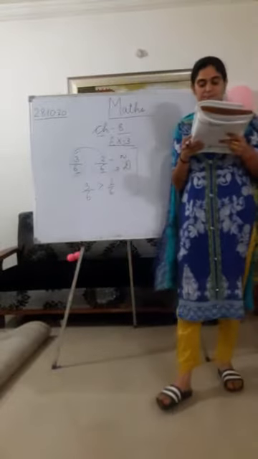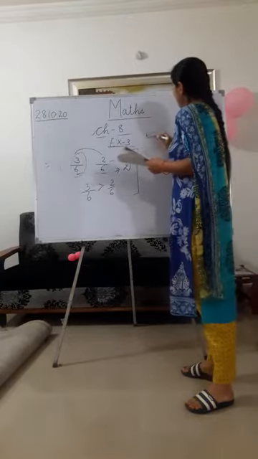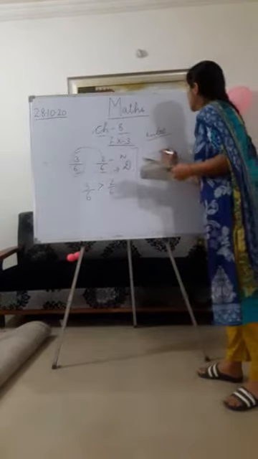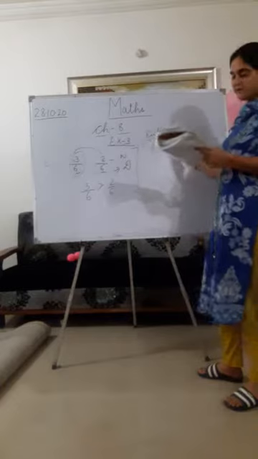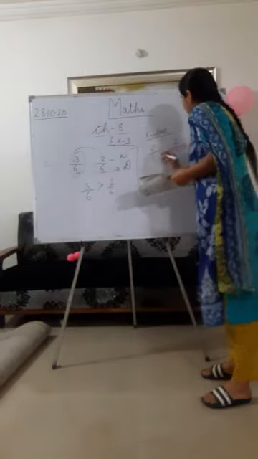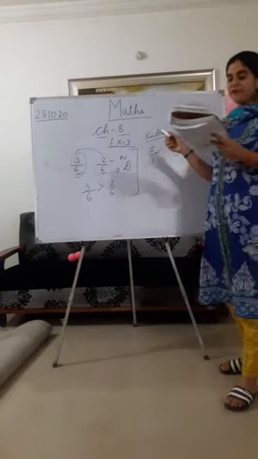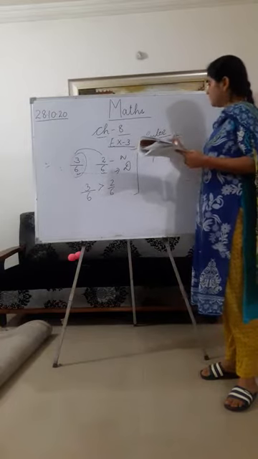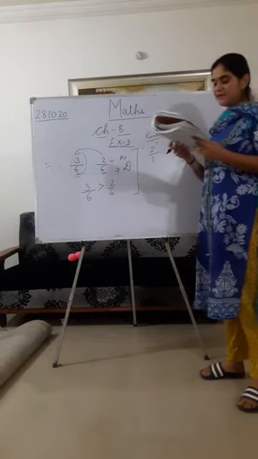Now rule number 2, when the numerators are same, numerators means the upper number. When the numerators are same, the fraction with the smaller denominator is greater, according to rule 2. Okay, if here it is 2 and 2, both the numerators are same, the fraction with the smaller denominator is greater.